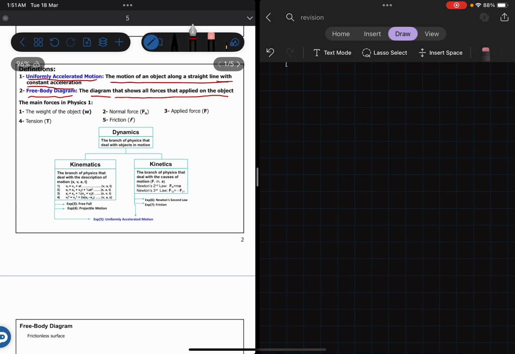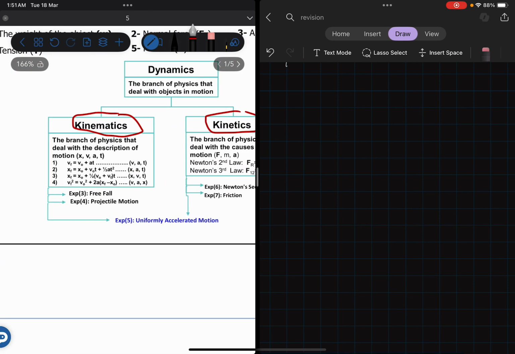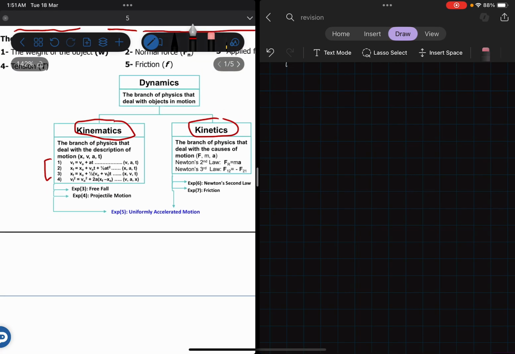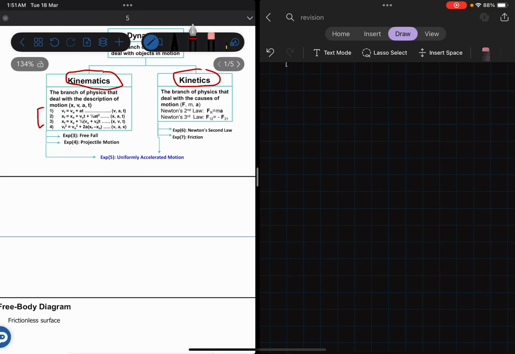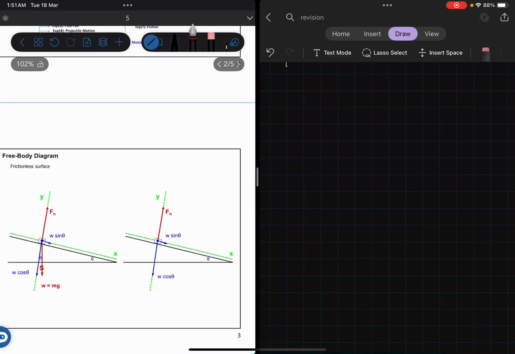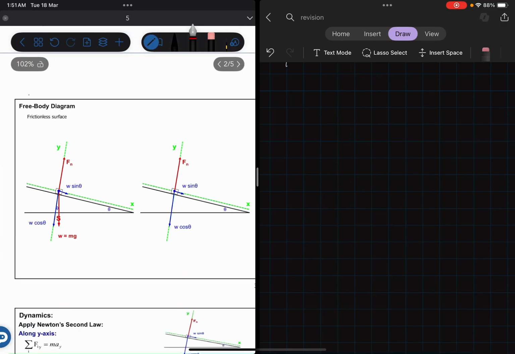Here we have dynamics, the branch of physics that deals with objects in motion. We have kinematics, which is the formulas of motion, and kinetics, which is Newton's second law and Newton's third law. So let's start with the free body diagram.